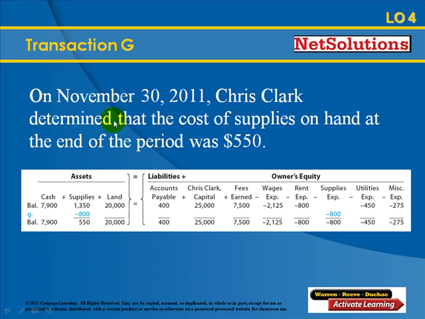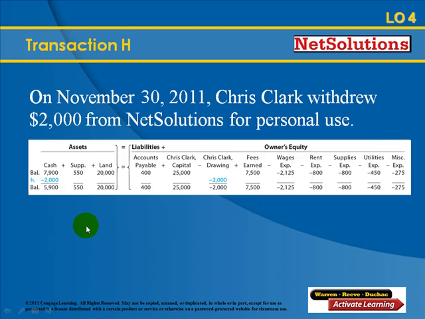On November 30th, Chris Clark determined that the cost of supplies on hand at the end of the period was $550. Now, when we bought the supplies, we recorded them as assets. Throughout the month, we've used some of these assets. So we had somebody count the supplies that were on hand, and we determined they were $550 left, meaning that we used $800 worth of supplies. So we're going to take $800 out of the supplies account, leaving us with $550, and we're going to create the account called supplies expense and list it as a negative $800. So now supplies expense represents $800 and supplies, the asset, is now $550.